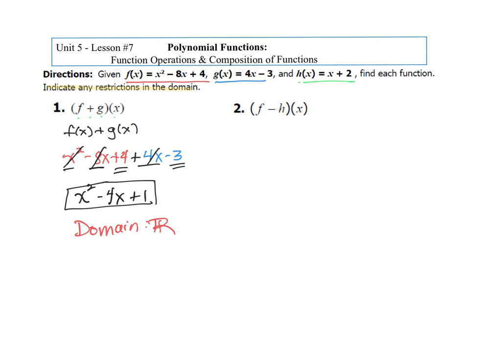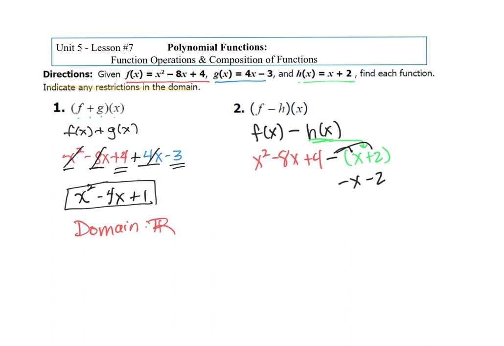Okay, so on number 2, let's look here. We have f minus h of x. Again, this means to take our f of x equation and we're subtracting the whole h of x equation. So let's show what that would look like. So again, f of x is x squared minus 8x plus 4. We're subtracting h of x, which is x plus 2, but we're subtracting the whole equation. So we have to put that in parentheses. And what that means now is that we'll distribute the negative inside. And if you don't do it this way, it won't be correct. So make sure when you do your homework, you're applying this principle. So this becomes negative x minus 2.